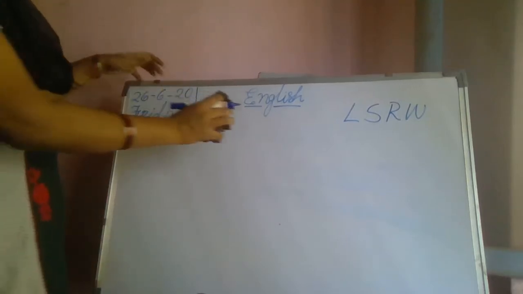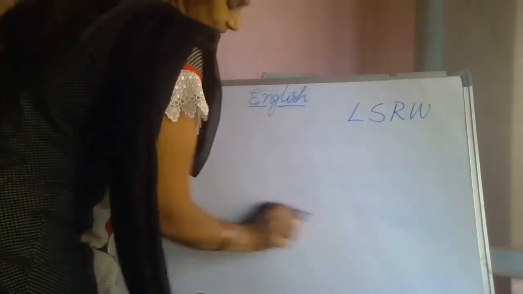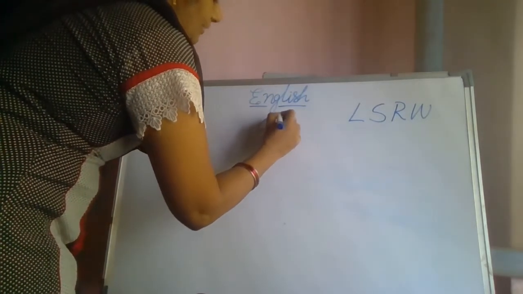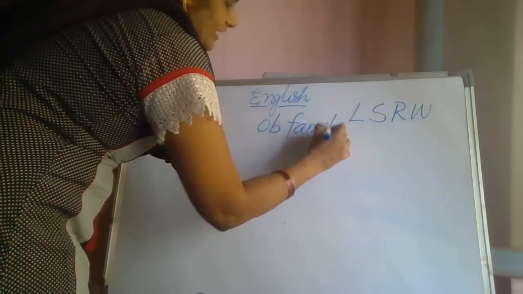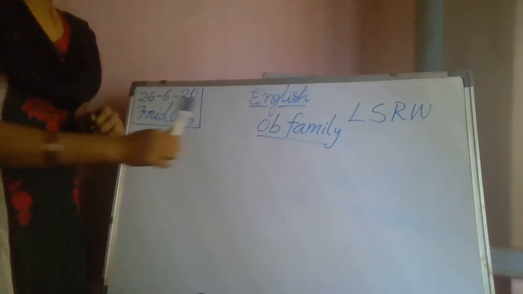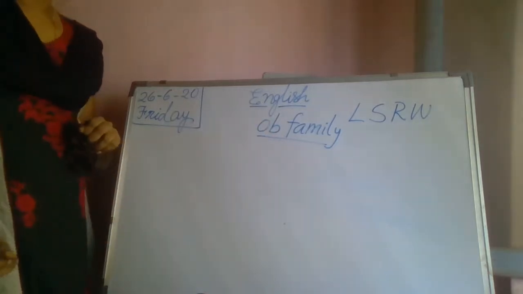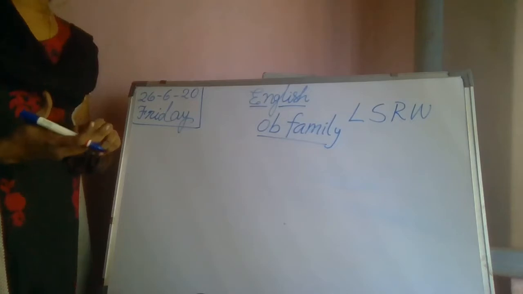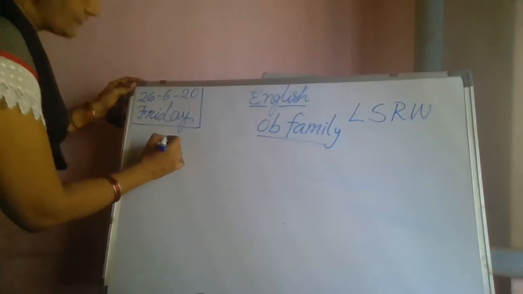Okay? Today, I'm going to explain one new family. What is it? Ob family. O-B, ob family. With this ob, how can we create new words and how can we pronounce the words? Today I am going to explain it. Listen carefully.